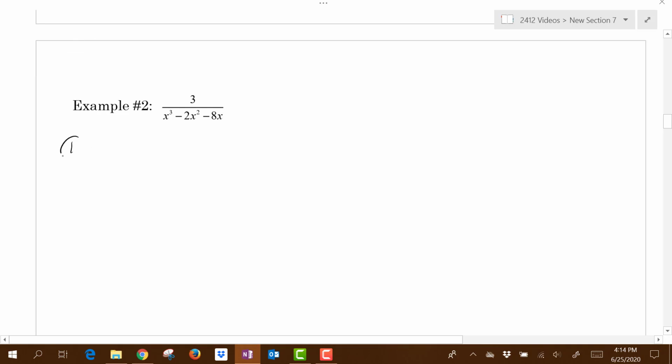Okay, step 1 of partial fraction decomposition is to factor the denominator. So I'm going to write this as 3 divided by. Let's factor out a common factor first of x. When I do that, I'm left with dividing each one of these by x. Let's see, I'm left with x squared minus 2x minus 8.